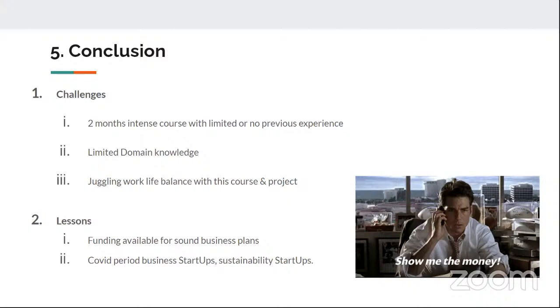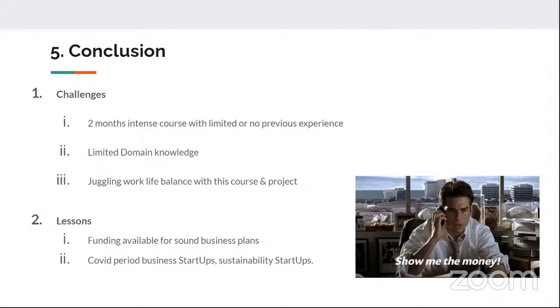The challenges we faced were that it was a 2-month intense bootcamp with most of us having zero or really limited experience in data science. And also, me coming from an accounting background, even though this is fintech, it was a totally different ecosystem. So we had to go through it and understand the jargon and everything with the data we received. Again, it was a tough time balancing between work, the course, and the project, since most of us are working.